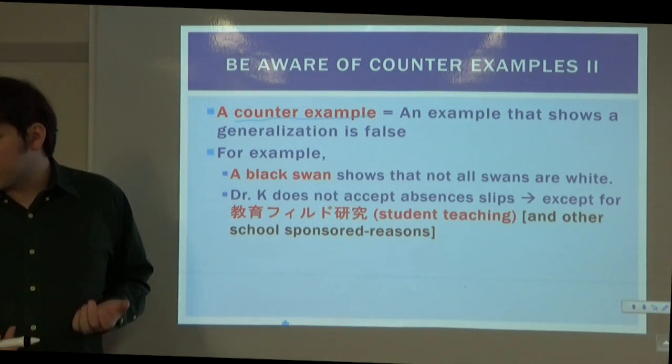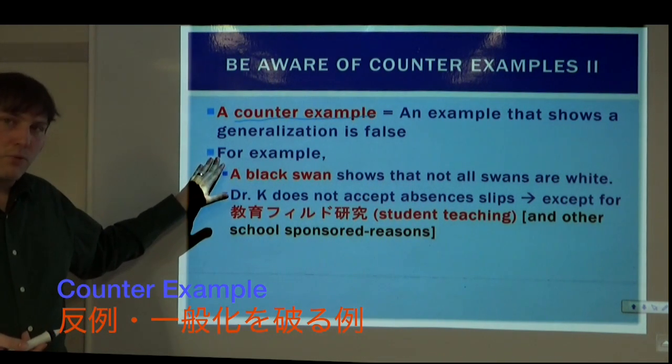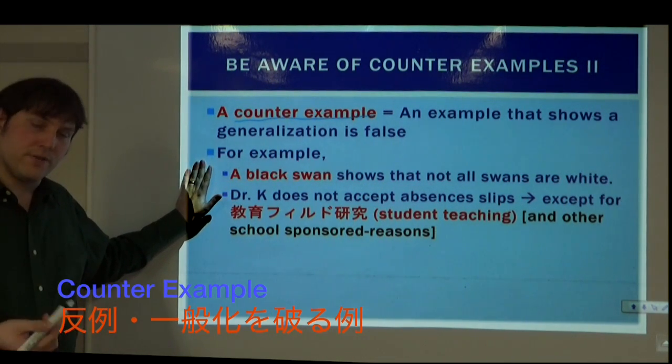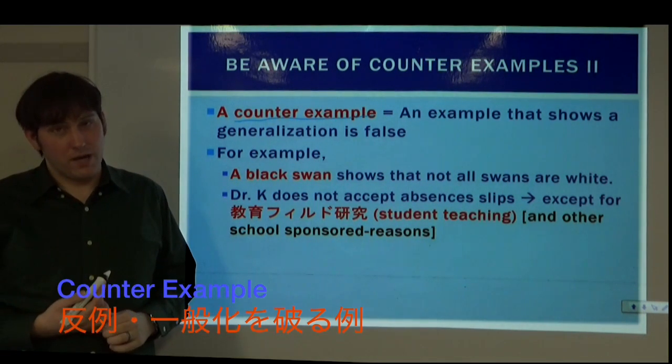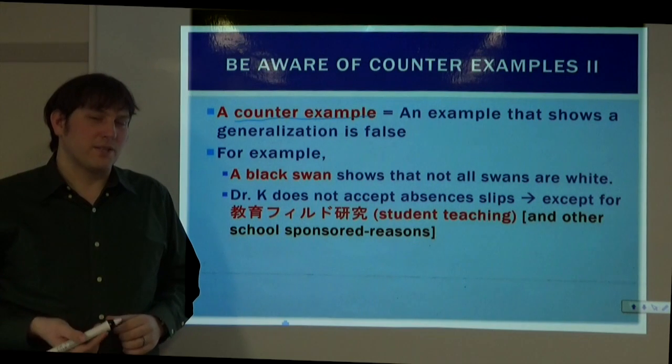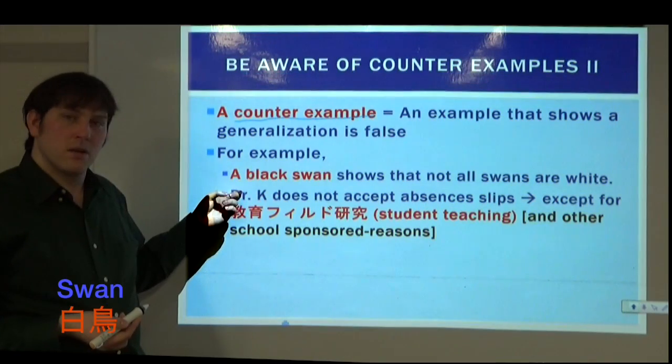For example, we have now found that there are black swans. So in the West, it was believed for a long time that all swans were white. This is still reflected in the Japanese word for swan. Now, a black swan proves this false.